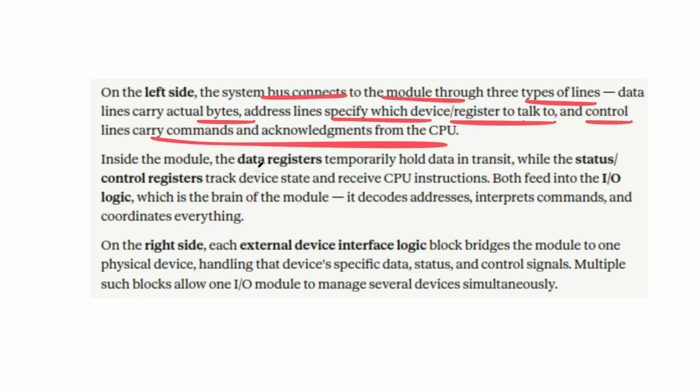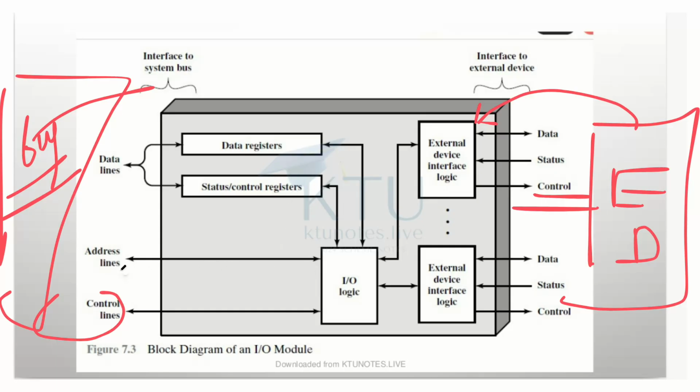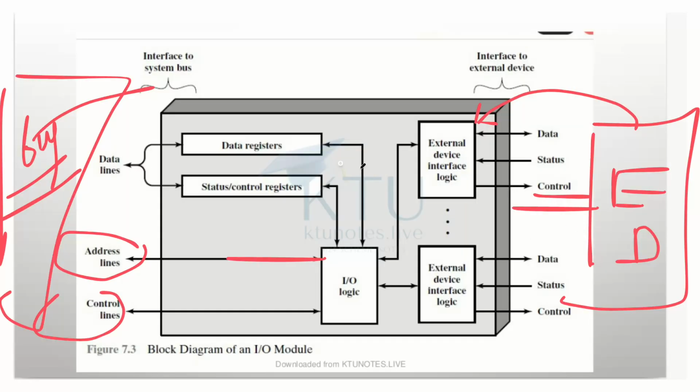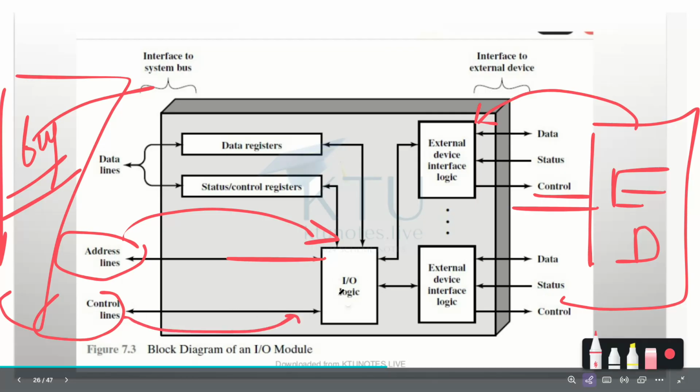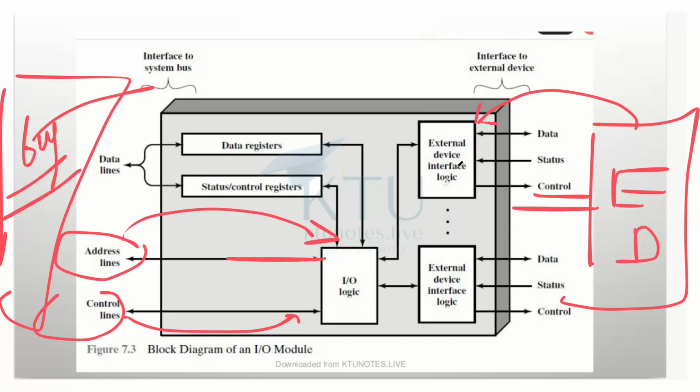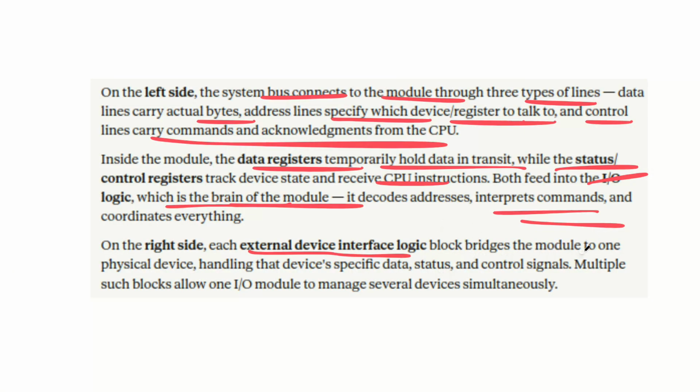Inside the module, the data register temporarily holds data. The status and control registers are also there, and both feed into the IO logic, which is the brain. This IO logic can decode the address, and if there are control lines, it can interpret the commands given to it, and it can also coordinate. On the right hand side, each external device interface logic links the module to one physical device, handling the device-specific data, status and control signals.